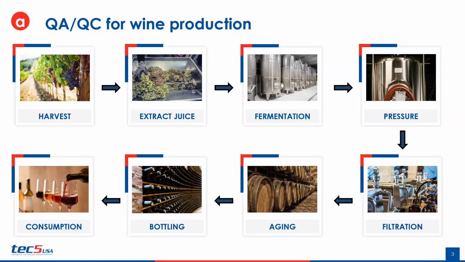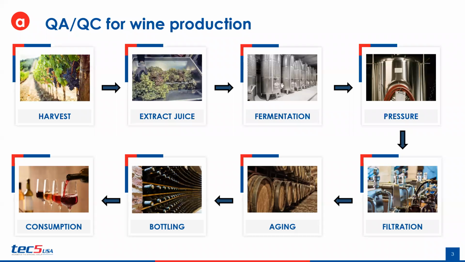So looking at this flow diagram of the wine production procedure, I know this is probably very familiar to many of you, but just generally from harvest to consumption, there are many steps that are relevant to the winemaking process. And throughout this process, there are key parameters to understanding your process fully and ultimately optimizing your process for highest quality product and highest efficiency.